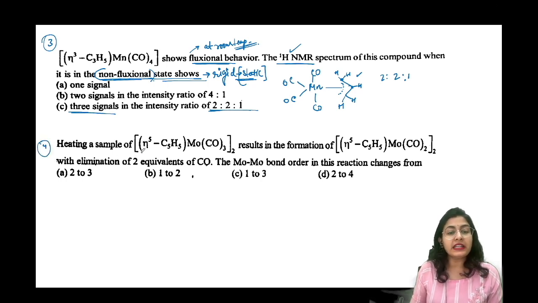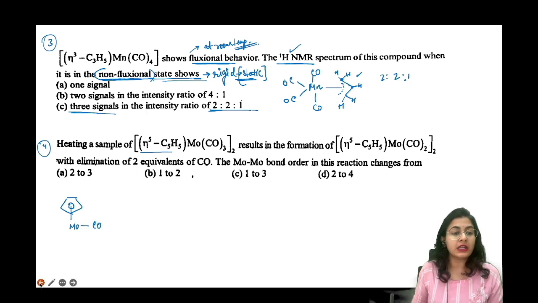Alright, now we move onwards to another example. Heating a sample of eta 5 C5H5, that is the Cp ligand, connected with molybdenum. So you see over here, this question we have done yesterday from BD Gupta, isn't it? And now this question is asked in this way.